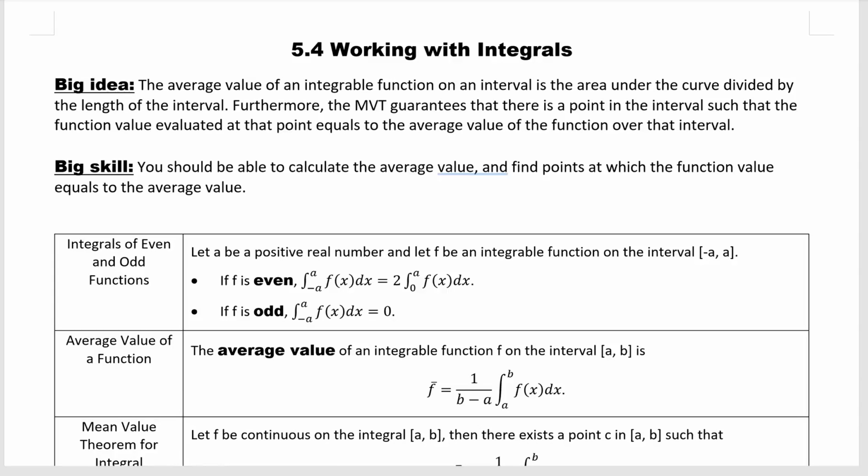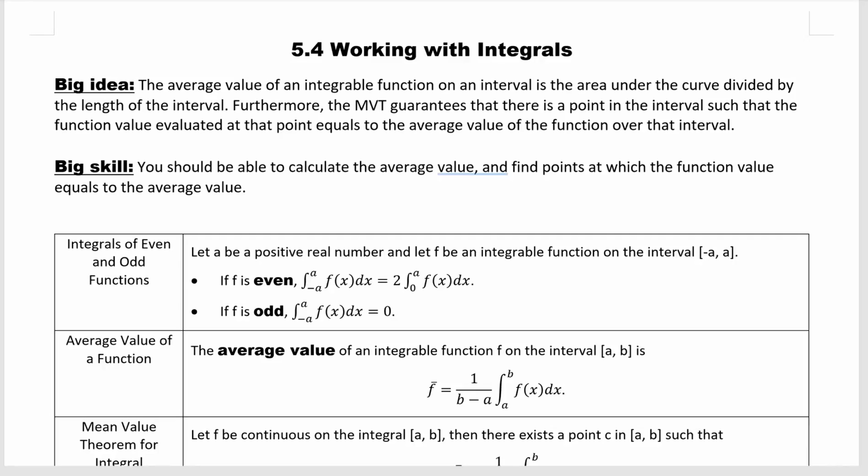Big idea. The average value of an integrable function on an interval is the area under the curve divided by the length of the interval. Furthermore, the mean value theorem guarantees there is a point in the interval such that the function value evaluated at that point equals the average value of the function over that interval.